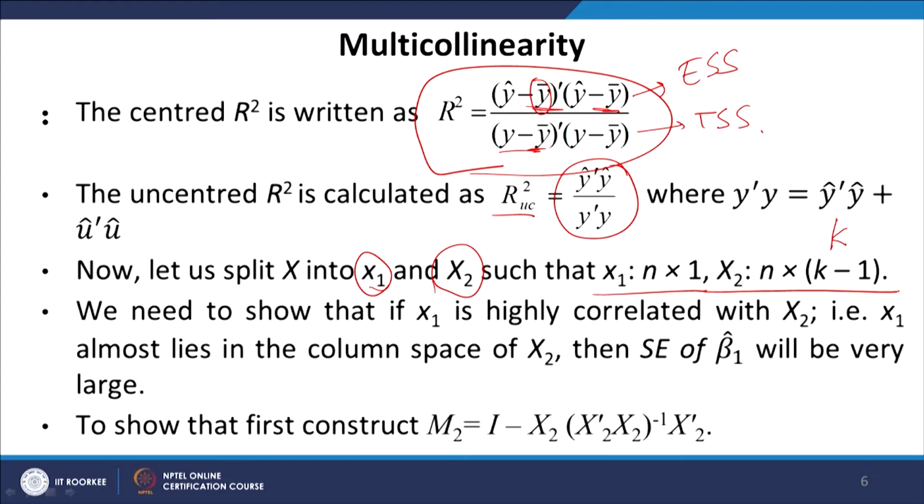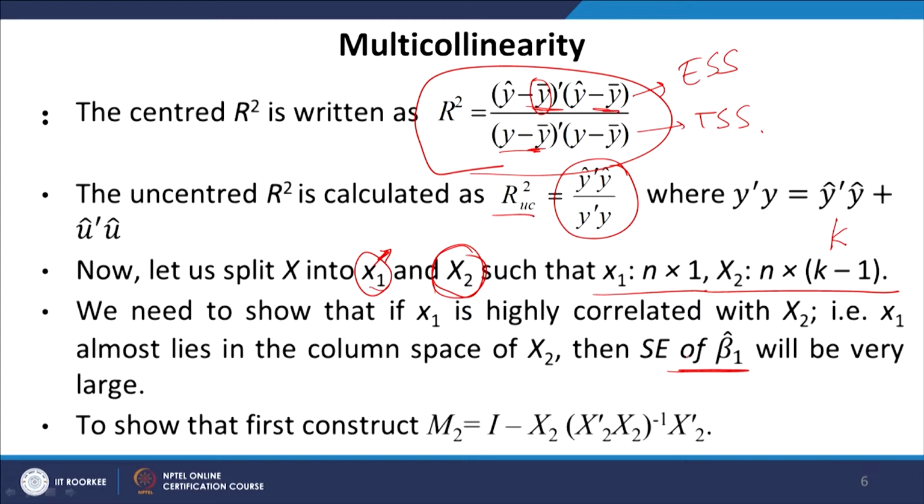So, x2 is of dimension n by k minus 1. We need to show that if x1 is highly correlated with x2, that is, x1 almost lies in the column space of x2, then the standard error of beta 1 hat will be very large. If x1, that is this variable, is highly correlated with all or some of the other variables, then the standard error of beta 1 hat will be very large.